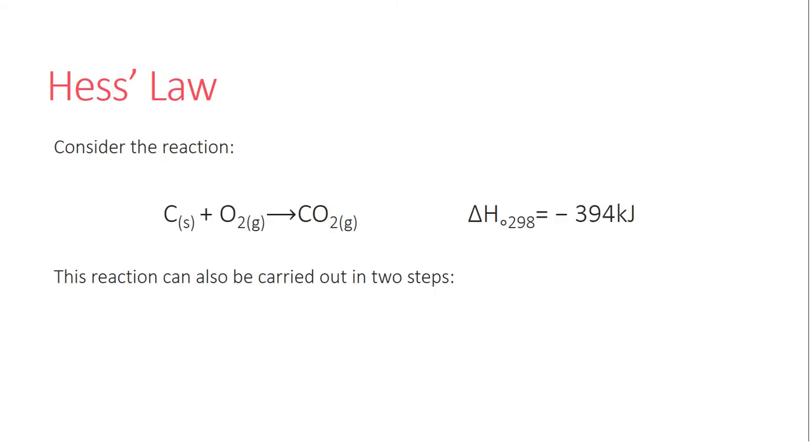So just to kind of show you guys how this adds up, if we had a reaction like this, carbon solid plus oxygen gas reacts to make carbon dioxide. And that overall has an enthalpy of about negative 394 kilojoules. Now, sometimes a reaction like this can be very difficult to get started, whether it's a kinetics issue or something along those lines. Sometimes it's easier to do it in two steps. So let's look at how we could do this type of reaction in a two-step process.